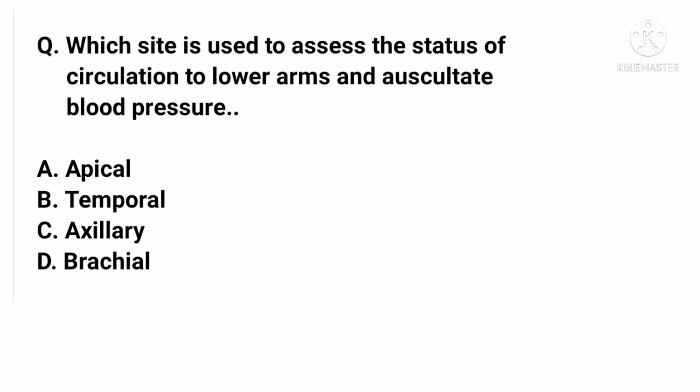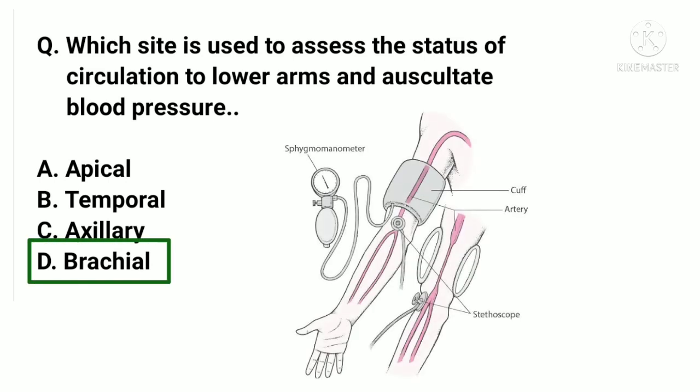Which site is used to assess the status of circulation to the lower arm and auscultate blood pressure? A. Apical, B. Temporal, C. Axillary, D. Brachial. And the correct answer is D. Brachial. Circulation to the lower arm and blood pressure are measured at the brachial artery.